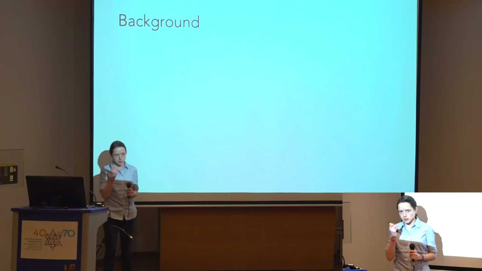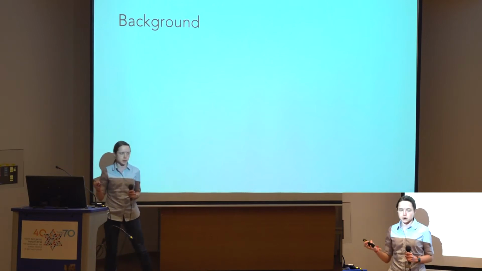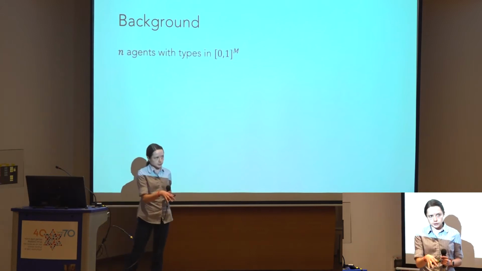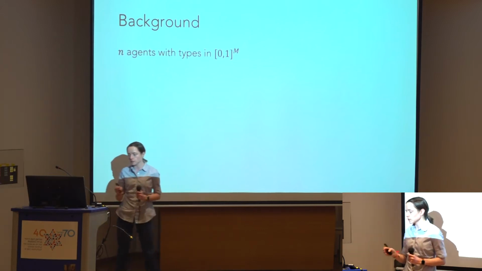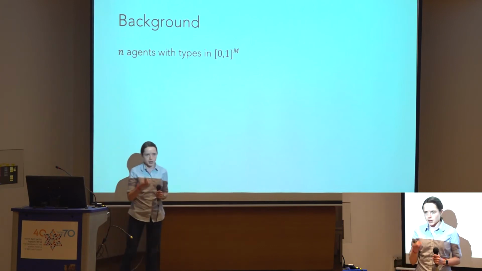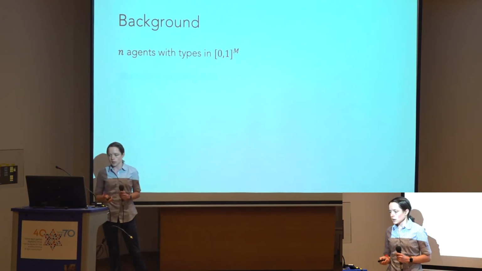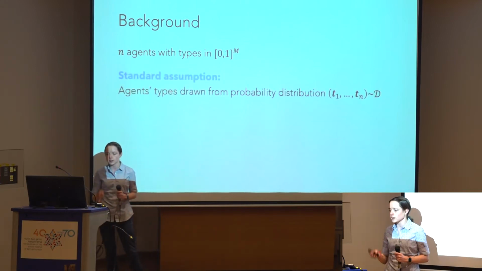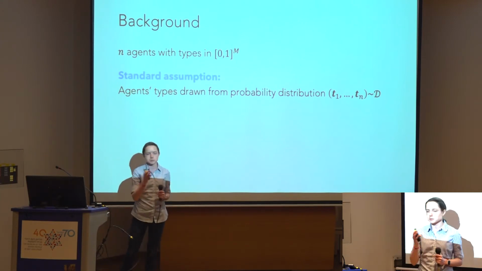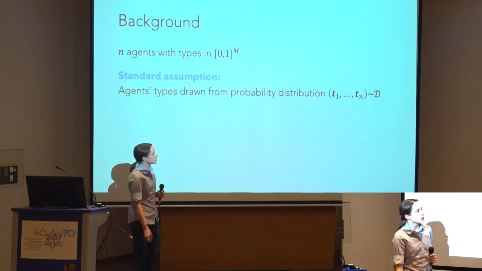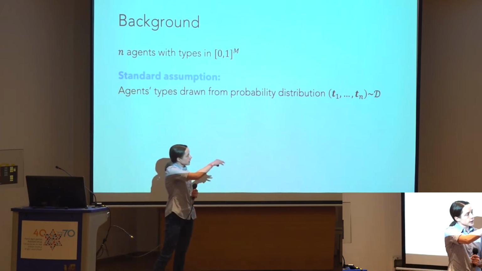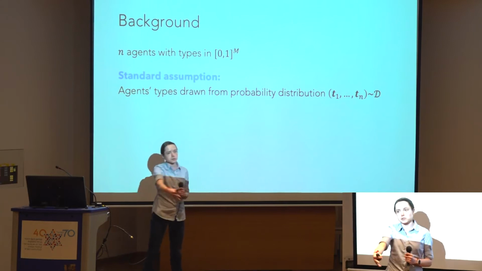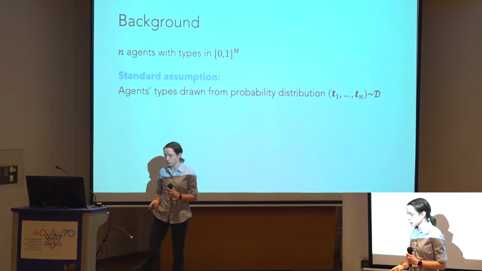Okay, so now I'm just going to go over a little more background, and I'm going to make our goal a little more formal. So in this work, there are n agents, and the type space is going to be the hypercube in m dimensions. And we're going to make a standard assumption that we see all the time, which is that the agents' types are drawn from some probability distribution. So in particular, there are n agents, so T1 is the type of agent 1, Tn is the type of agent n, and this tuple of types is drawn from a distribution D.